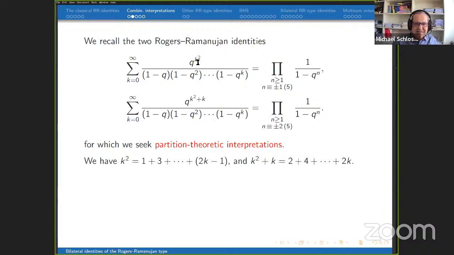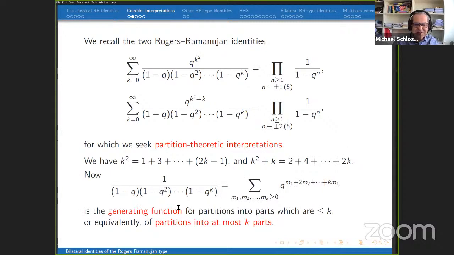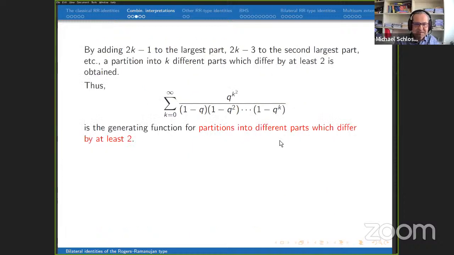So k squared should be written as a sum of consecutive odd integers, and k squared plus k as the sum of the first k consecutive positive even integers. Together with that, and together with the generating function for partitions into at most k parts, which is easily seen to be this sum here and also this product, we can easily interpret the left-hand sides as here.